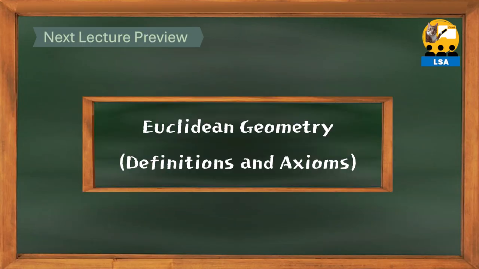Following integers, we should complete the real numbers by making fractions and irrational numbers. But since it is necessary to first study the basics of Euclidean geometry before completing the real numbers, we will take a detour for a moment. Next time, we will examine the definitions and axioms section in Euclidean geometry. This concludes today's lecture.